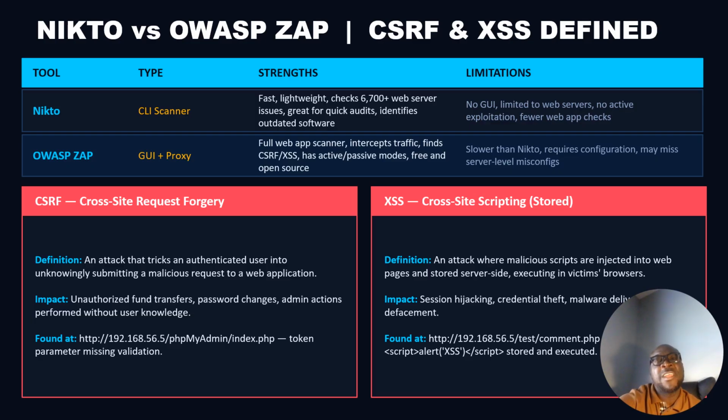Cross-site request forgery tricks an authenticated user into submitting a forged request. For example, an attacker could craft a link that, when clicked by a logged-in phpMyAdmin administrator, deletes the database. Stored cross-site scripting found at the comment page means malicious JavaScript is permanently saved in the database and executes in every victim's browser who views that page.